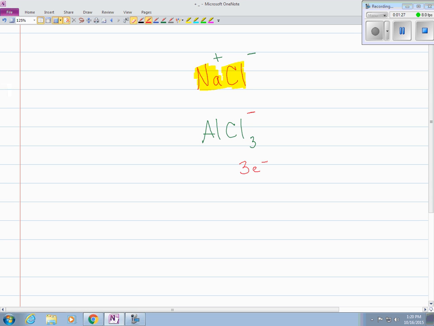So 1 electron per chloride times 3 chlorides means 3 electrons had to be transferred over to chlorine to make those 3 chlorides. That means that aluminum now has a +3 charge because we only have 1 aluminum, so therefore it must have supplied all 3 electrons to those 3 chloride ions. So we just used the number of electrons transferred to come up with the charge on our aluminum.